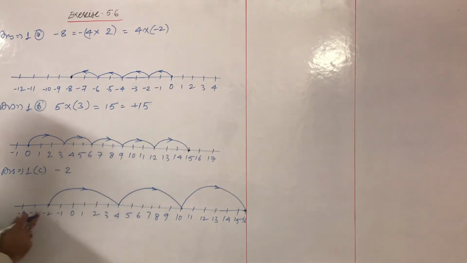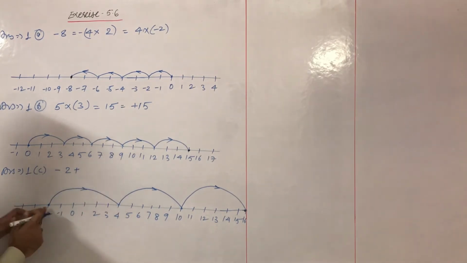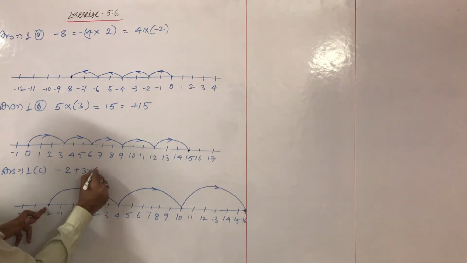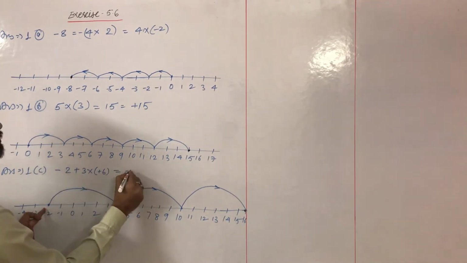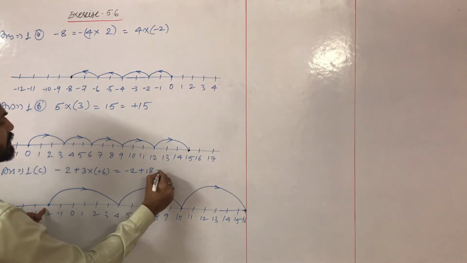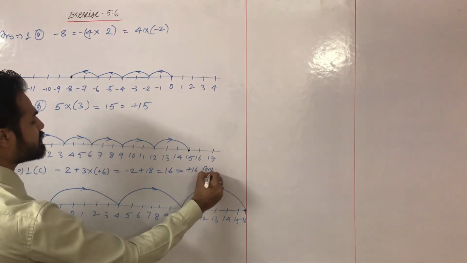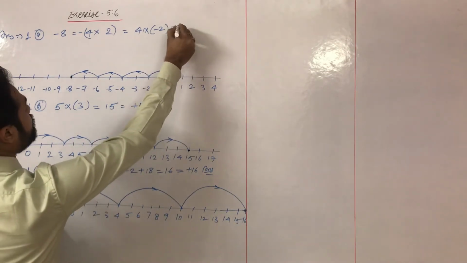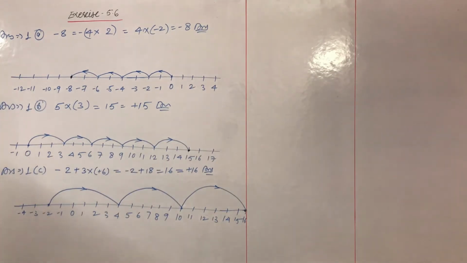-2 is the initial point, then -2 plus, because we are starting from this point, so -2 plus 3 jumps of 6, negative or positive? Positive. So -2 plus 18 is 16 or plus 16. So plus 16 is our final answer. Here the answer is plus 15 and the answer is plus 16. So these are all three representations of the given statements.